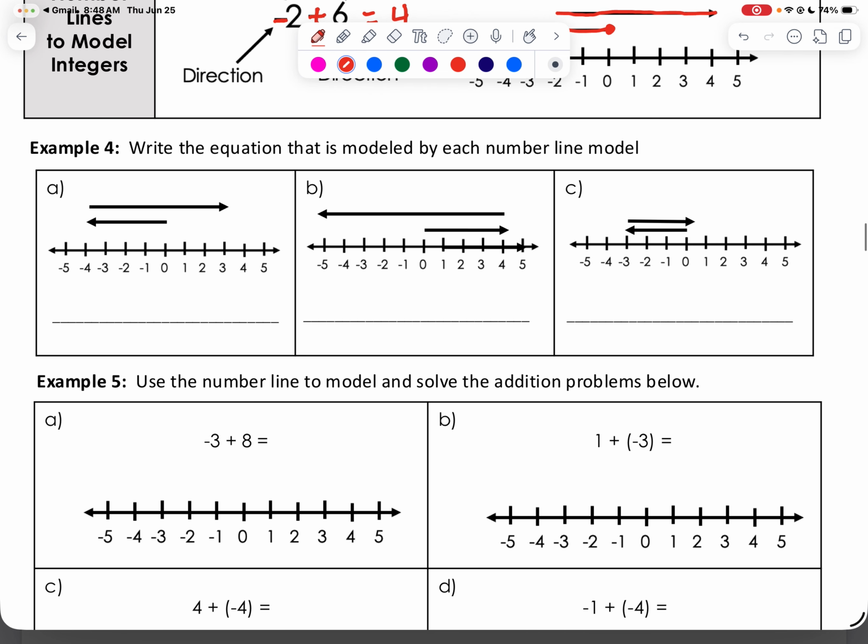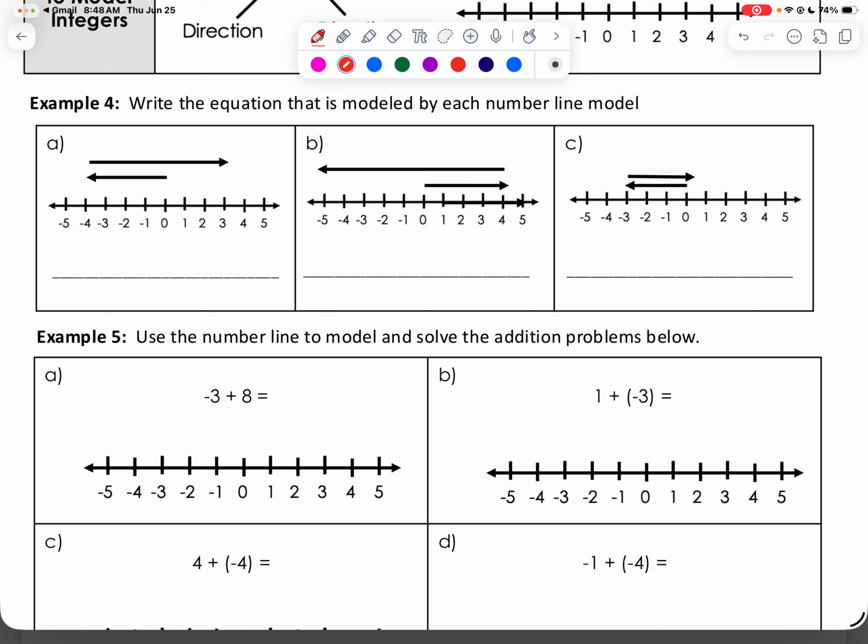All right, in example 4, write the equation that is modeled by each number line model. So remember, we always start at 0. Now, the first arrow moved to the left, so I know that's going to be negative, and it moved to the left 4 places, so that's negative 4. Then we move to the right, so that's plus. How many did it move to the right? Well, 1, 2, 3, 4, 5, 6, 7. It moved 7 to the right, and it landed at positive 3. So negative 4 plus 7 is positive 3.